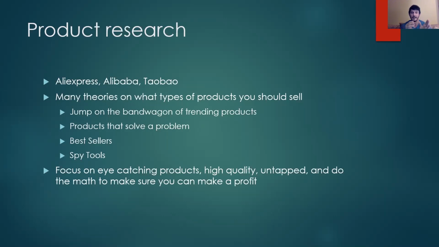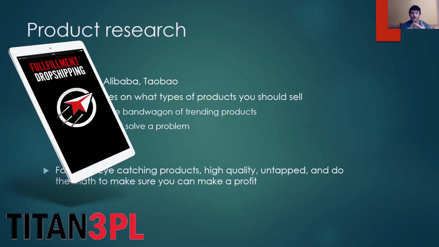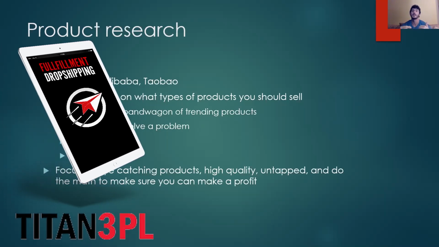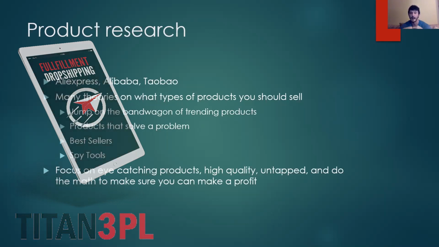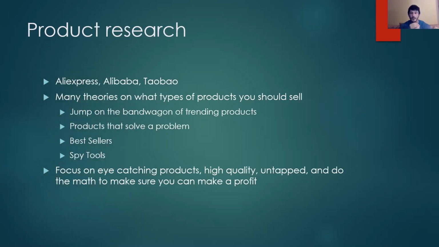But if you have a partnership with a fulfillment agency like Titan 3PL, then you can sell Taobao products because we'll buy the products. We'll just contact the factory that is producing those products, bring it into our warehouse, and then ship it to the US for you or to whatever country that you're selling in.